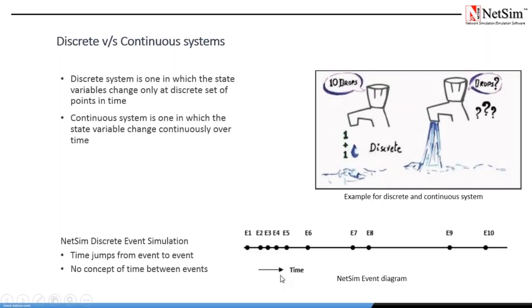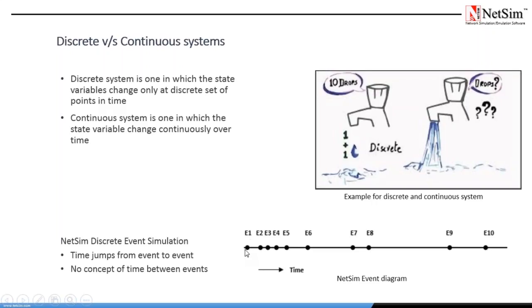And the bottom half talks about NetSim's discrete event simulation. On the x-axis is time, which is increasing. Here you can see a number of events, E1, E2, E3 and so on. E1 and then E2, E3, E4, E5 are closely placed in time, and then you have E6, then E7, E8 and far away E9 and E10.